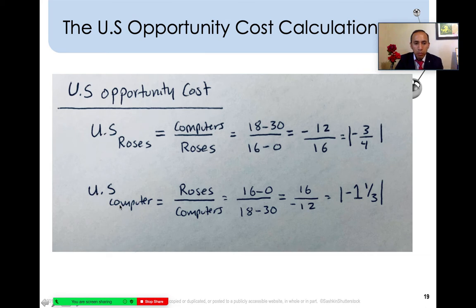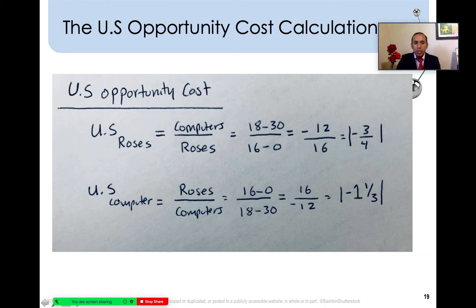What about if the US produces computers? If the US produces computers, it's operating at 18 computers, and it could produce 30, so it's 18 minus 30, that's negative 12. And for the current situation of roses, you have to invert this case. You have to flip them. If you're looking at computers, this is the US computer production. What's the bundle right now? It's 18 computers minus the original 30 that you could produce. And for roses, it's 16 roses minus 0, because you're giving up some roses. So that's 16 over 12, but that's 4 divided by 3 when you simplify it, or 1 1/3.